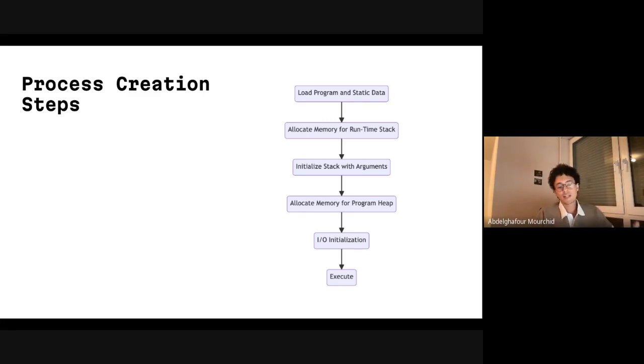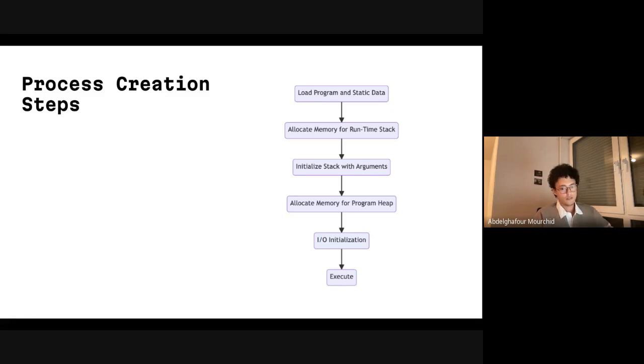The program heap is the dynamically allocated part of the program. For example, can I malloc inside a C program? It's dynamically allocated during runtime, and the process requests more memory during the execution. That memory it requests is the heap. Fifth is I/O initialization. We won't go into too many details, but in general, file descriptors, for example, the standard input and output. And after all of this, the process is ready to execute.